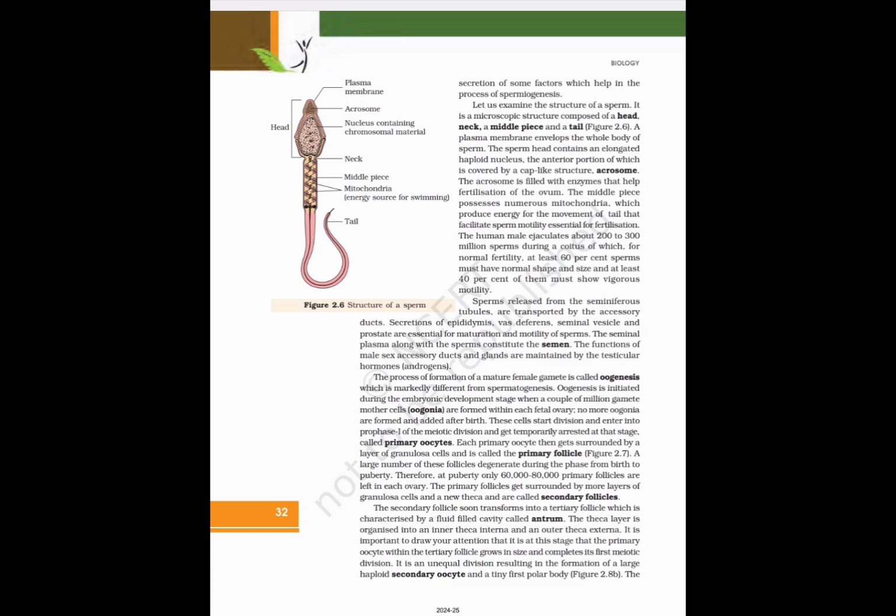fertilization. The human male ejaculates about 200 to 300 million sperms during a coitus, of which for normal fertility at least 60% sperms must have normal shape and size and at least 40% of them must show vigorous motility. Sperms released from the seminiferous tubules are transported by the accessory ducts. Secretions of epididymis, vasa deferens, seminal vesicle, and prostate are essential for maturation and motility of sperms. The seminal plasma, along with the sperms, constitute the semen. The functions of male sex accessory ducts and glands are maintained by the testicular hormones.